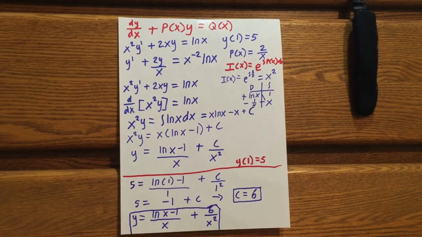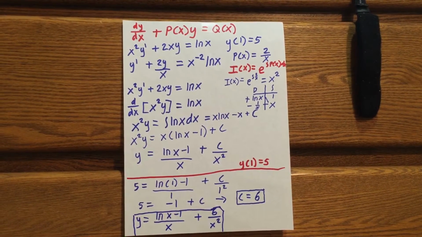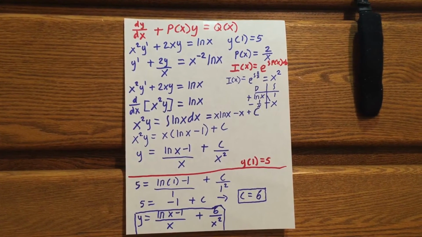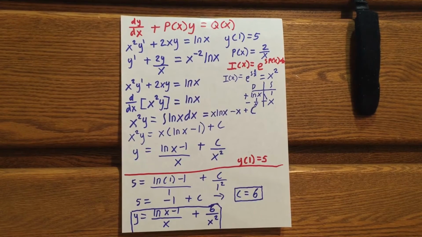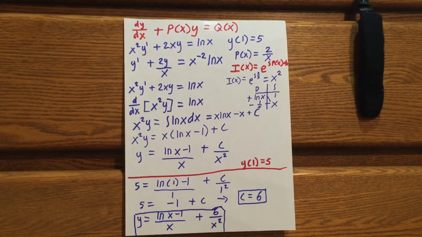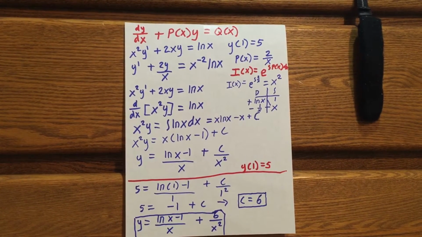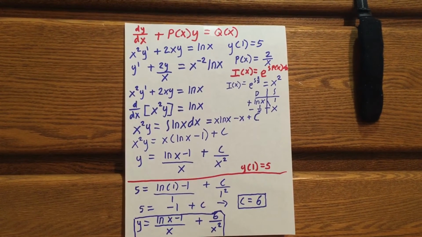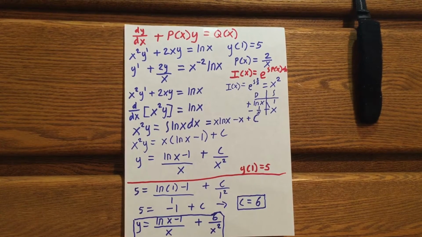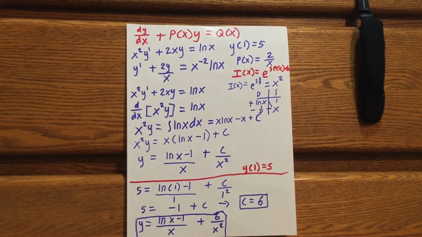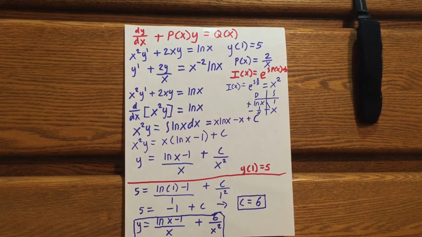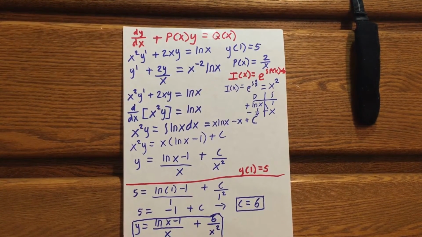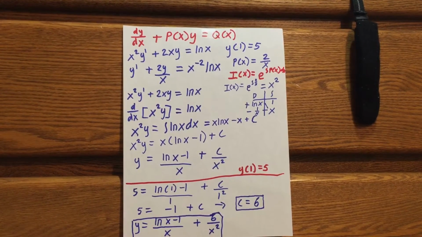Alright, so in this video, I'm going to be solving the initial value problem x squared y prime plus 2xy is equal to ln x, and y of 1 is equal to 5. Now what I want to do first is get it into the format that you see in red at the top of the page. It's going to be dy over dx, or y prime, plus p of x times y equals q of x.